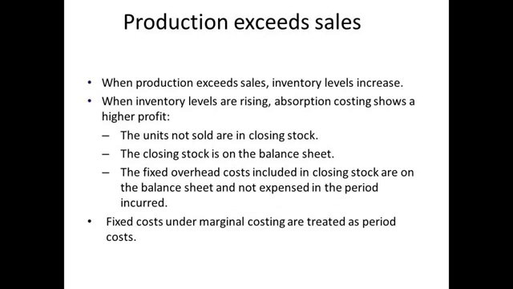When production exceeds sales, there will be inventory left at the end of the period, so the inventory levels rise. Absorption costing will then show a higher profit, since the fixed costs are in each unit of closing stock and are on the balance sheet. They are not expensed in the period. Marginal costing will expense all the fixed costs during the period.